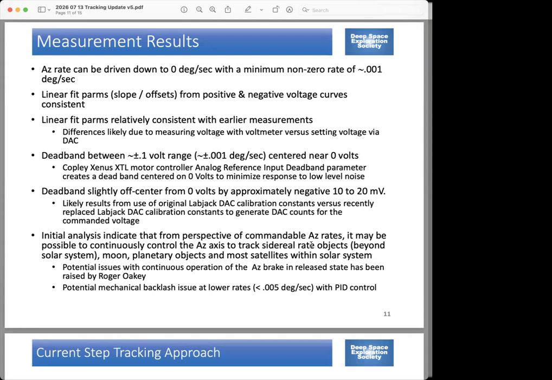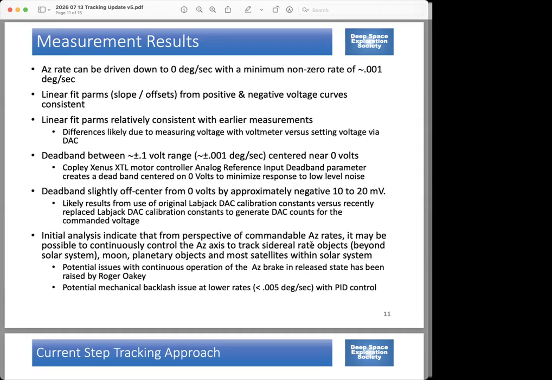Yep. Louis, let me just interrupt for people who may not know, Louis is talking about a new DAC. During the Artemis 2 effort that we went through, the dish actually started driving in the wrong direction. And there's been a lot of research into that.